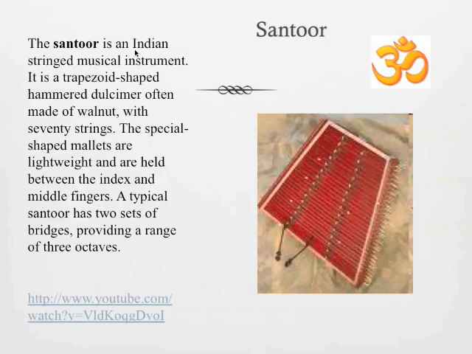Another instrument is the santoor. The santoor is an Indian stringed musical instrument. It is a trapezoid-shaped hammered dulcimer, often made of walnut, with 70 strings. The special shaped mallets are lightweight and are held between the index and middle fingers. A typical santoor has 2 sets of bridges, providing a range of 3 octaves.